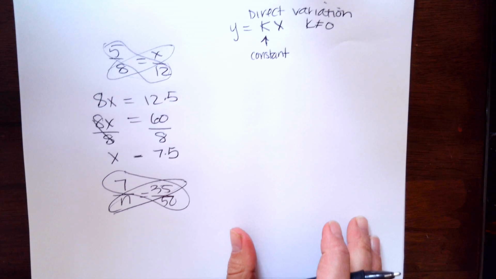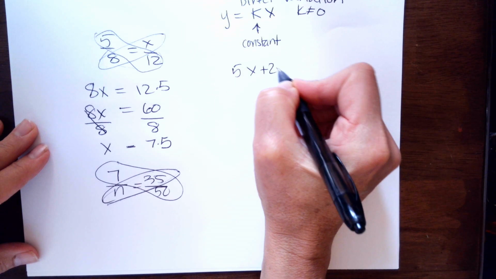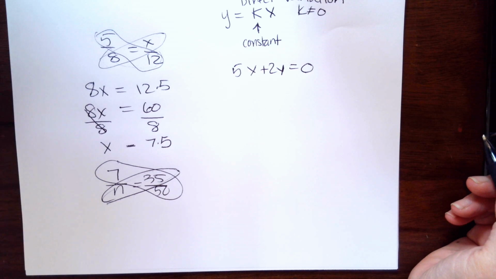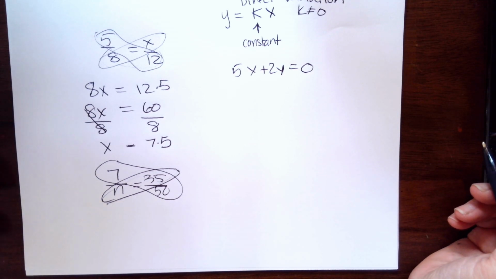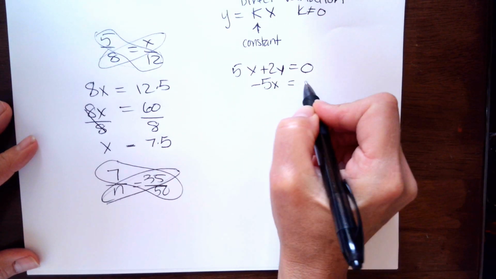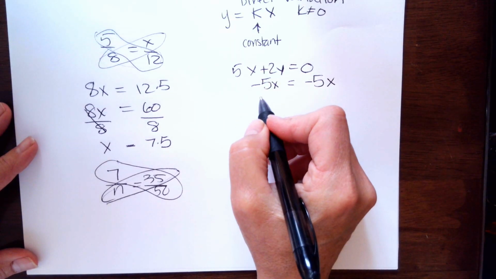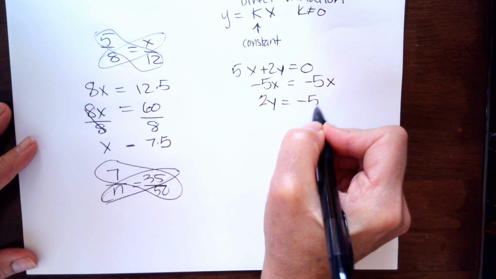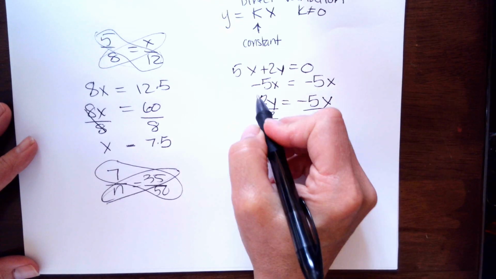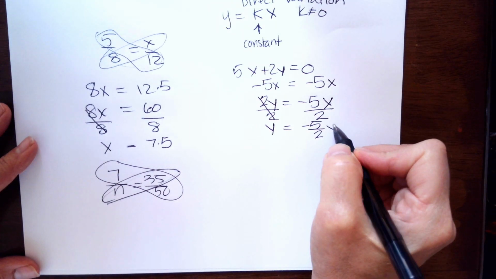So they're going to ask you, is this equation a direct variation? And they're going to give you a problem, and you are basically going to solve that. So you're going to do 5x plus 2y equals 0. You're going to subtract the 5x. What you do on one side, you do on the other. What's left on this side is 2y equals negative 5x. And then you're going to divide this out. y equals negative 5 halves x.